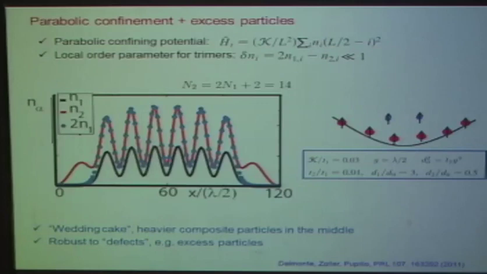Okay, this was quite reassuring, because if this was not the case, all this would be essentially experimentally unobservable. So we are happy that this is okay.